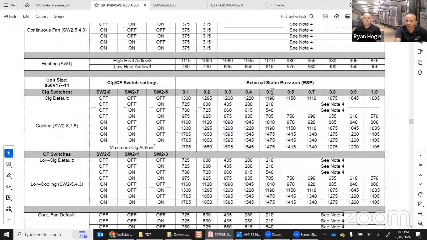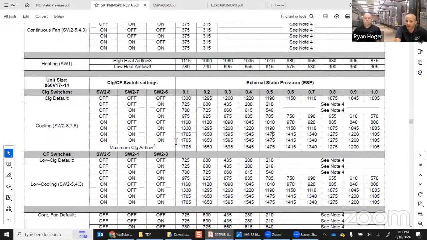So if we had the 0.5 example, we happen to be at 0.5 for our duct static, and we happen to be at a cooling default speed, which is this top one right here, this guy would be producing 1190 CFM. And as the static increases, you can see what happens to the CFM that it can produce. If I got 0.8, I'm down over 100 CFM. If I got a full inch, I'm down 200 CFM. And as you get further to the right, the gap for each 1/10 of an inch gets bigger and bigger and bigger.